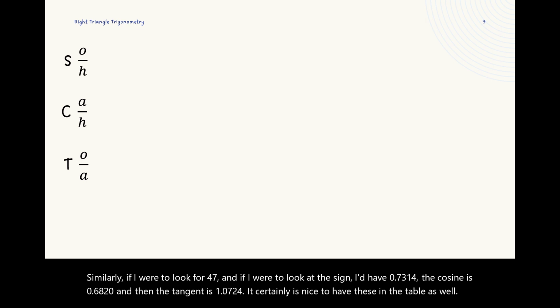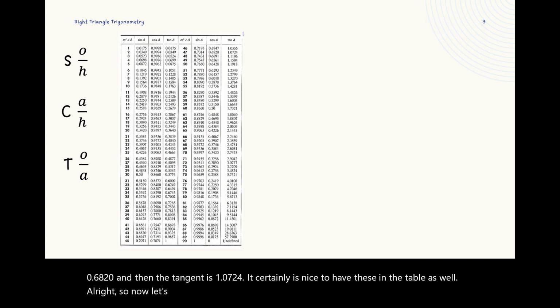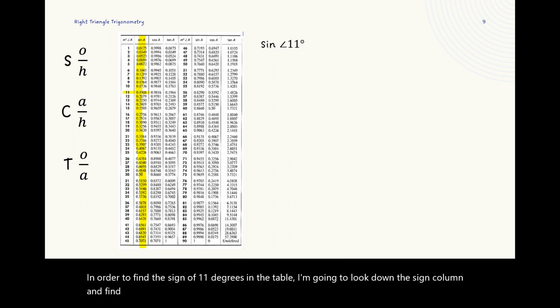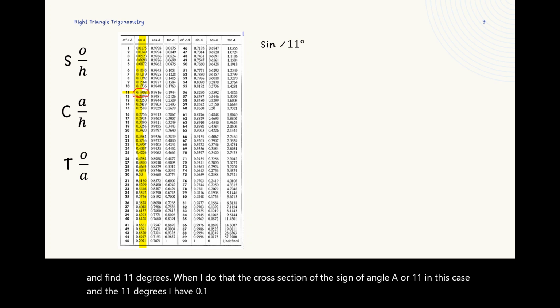All right, so now let's use these and see what we can do. I'm going to start with the sine of 11 degrees. In order to find the sine of 11 degrees in the table, I'm going to look down the sine column and find 11 degrees. When I do that, the cross section of the sine of angle A, or 11 in this case, I have 0.1908.